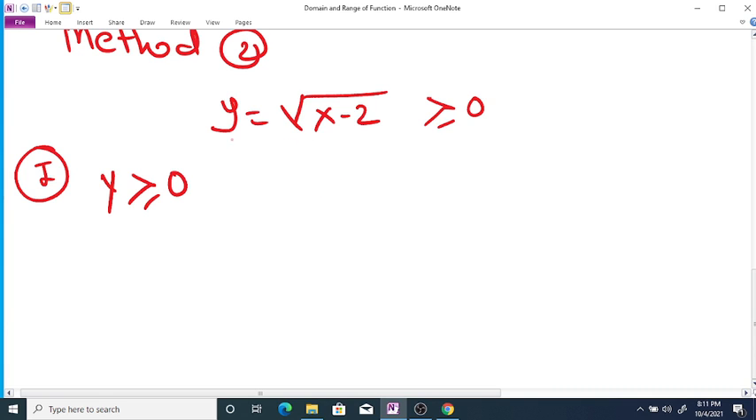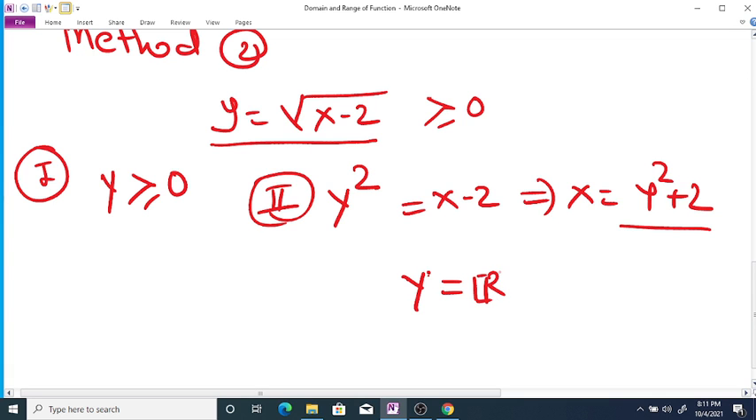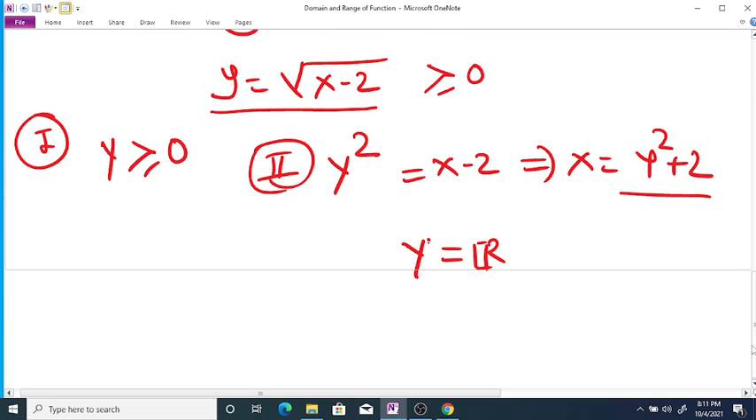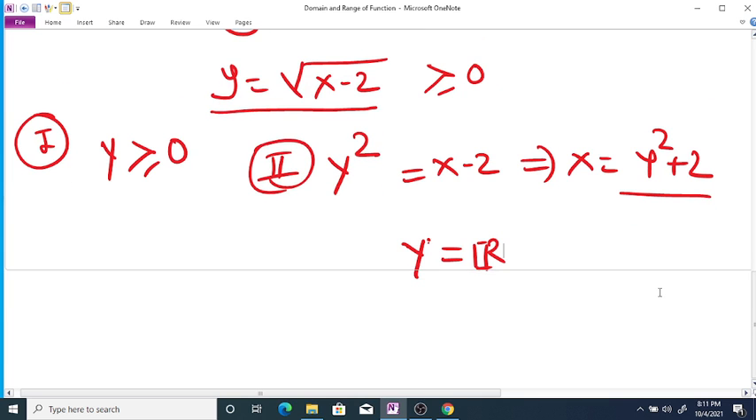Now we want to solve this equation for x. If we square both sides, then y square is equal to x minus 2. This implies x is equal to y square plus 2. Now this function is defined for every real number, and therefore here y belongs to the real number set, the set of all real numbers.